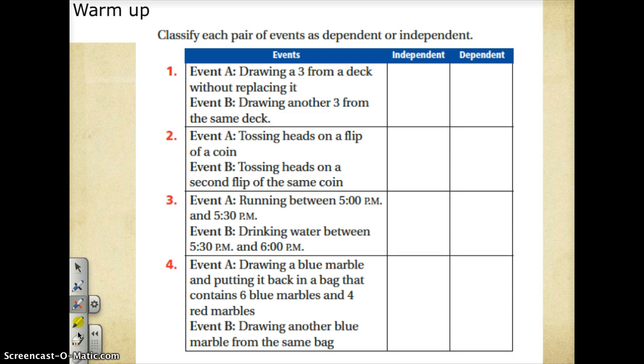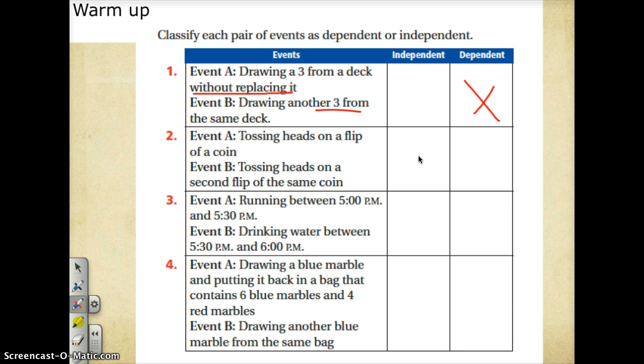Event A in number 1, drawing a 3 from a deck without replacing it. Event B, drawing another 3 from the same deck. Without replacing means we're taking the 3 out and it doesn't get put back in, so now there are less 3s to choose from, so these would be dependent events.